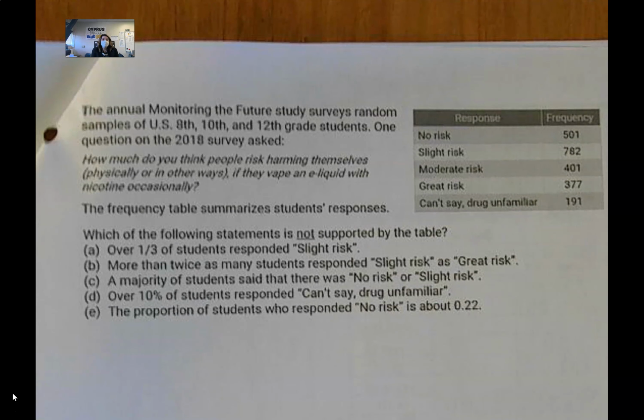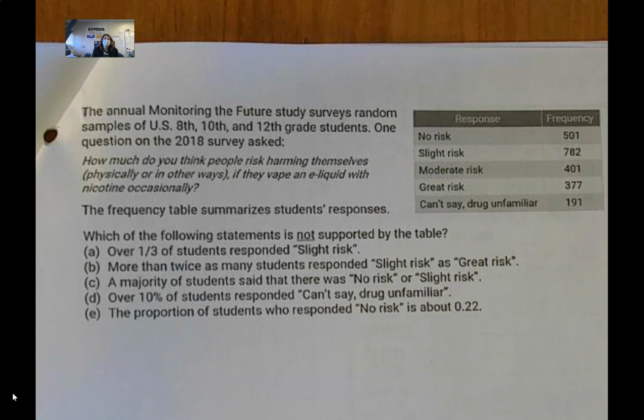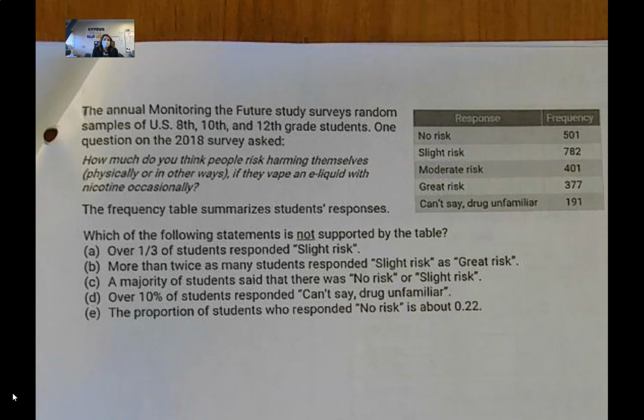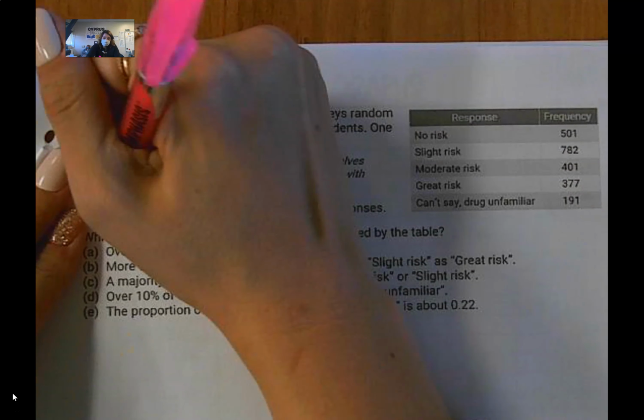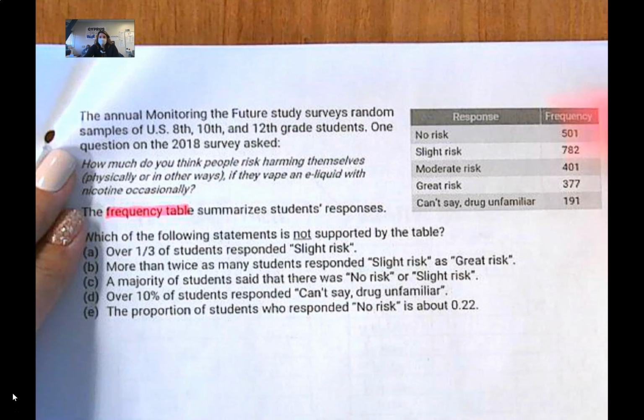So the annual Monitoring the Future Study surveys random samples of U.S. 8th, 10th, and 12th grade students. One question on the 2018 survey asked, how much do you think people risk harming themselves, physically or in other ways, if they vape an e-liquid with nicotine occasionally? The frequency table summarizes the students' responses. I just want to highlight that they are telling you that this is a frequency table.